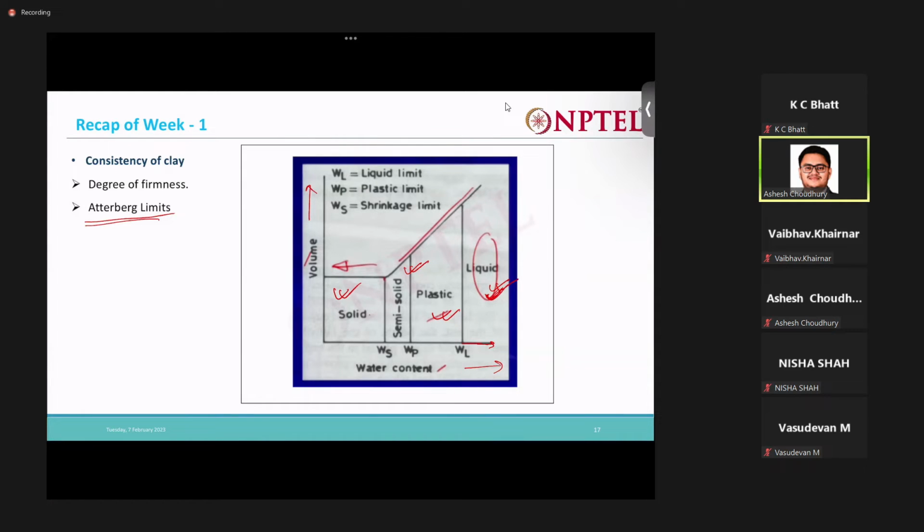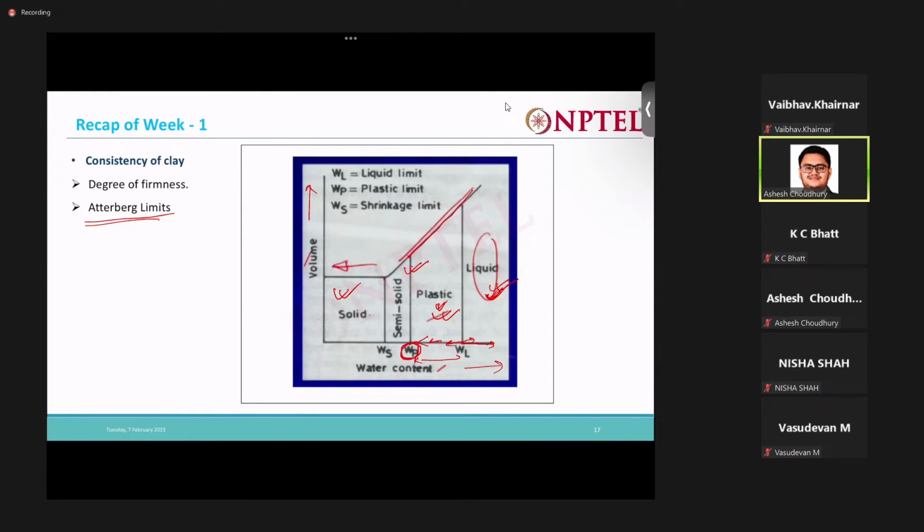This is the water content after which the soil has negligible shear strength, meaning it doesn't have any strength or firmness and it just flows. This is called the liquid limit. Then if we keep on reducing the water content, our volume will also reduce. Then we get the plastic limit.